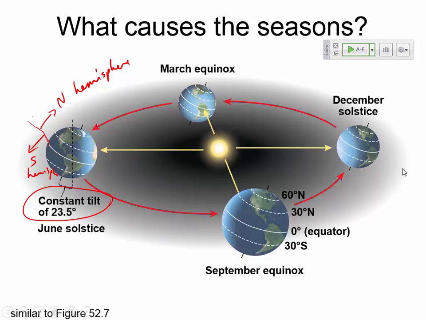So the northern part of the planet is tipped towards the sun during June, and then in the opposite end of the year, in December, it is the southern hemisphere that is actually tipped towards the sun. And so this makes a difference in terms of exactly which part of the Earth's surface is getting the direct sunlight, that the sunlight is hitting the Earth sort of square on here.